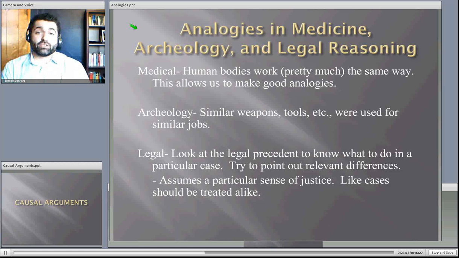Sometimes those analogies end up being false because humans are also different. But because there's so many similarities between one human body and the next, it's safe to make these kinds of analogies. We can make them stronger. We might say, well, young bodies react differently than older bodies. Thin bodies work differently than obese bodies. We can begin to hone in on those analogies, but medicine does this a lot.